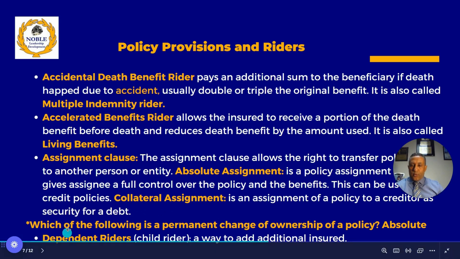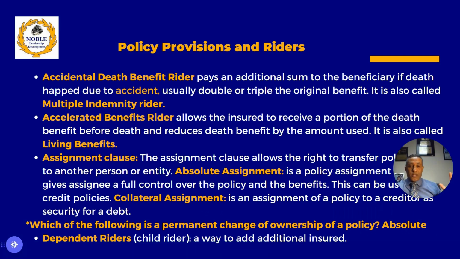And this type of question also, which of the following is a permanent change of ownership of a policy? And that's an absolute. So a permanent change is an absolute assignment. So once you change that, that's it. It's an absolute assignment. You cannot get it back. So usually collateral is the most common use, right?